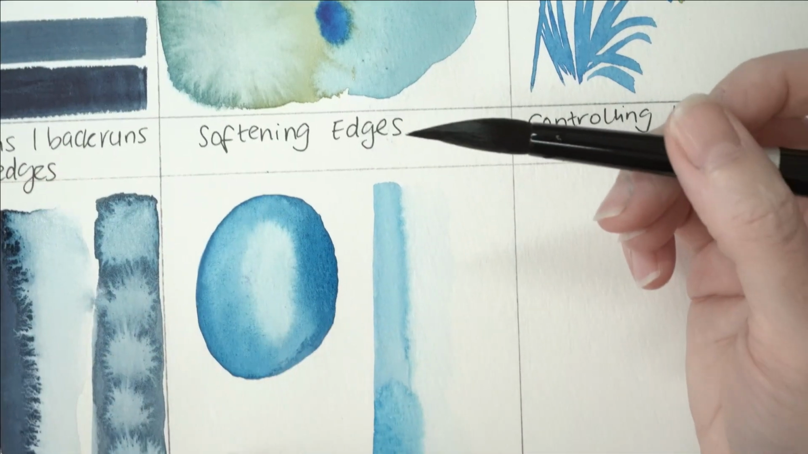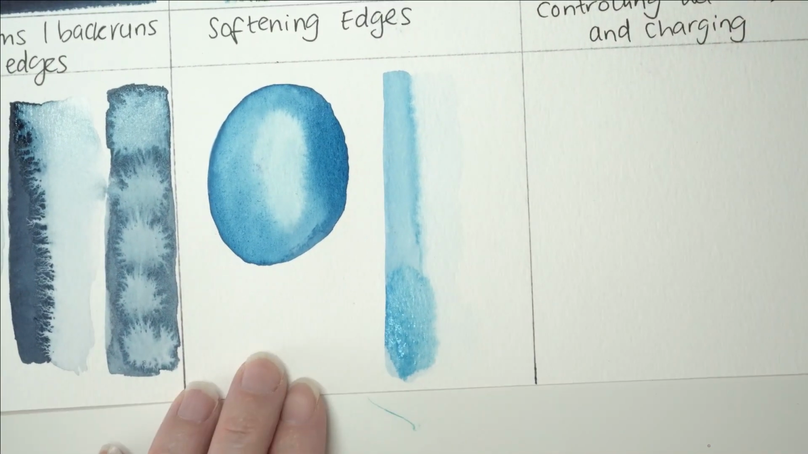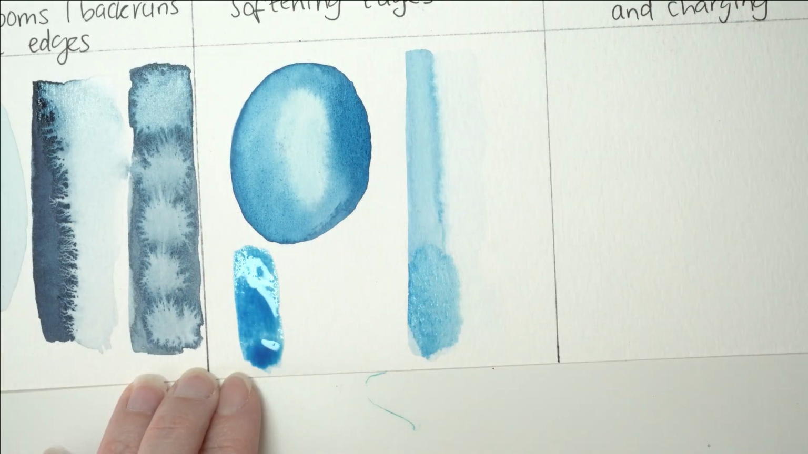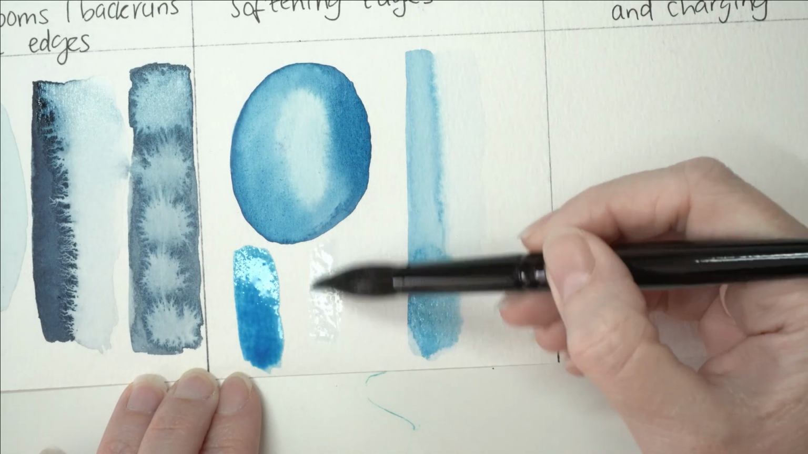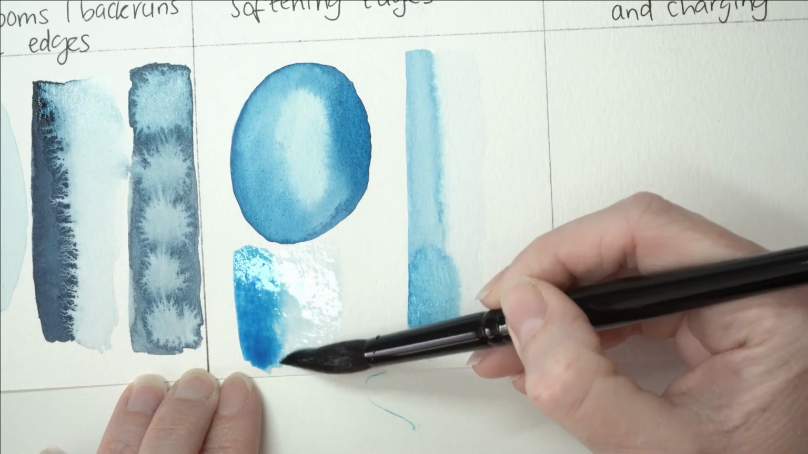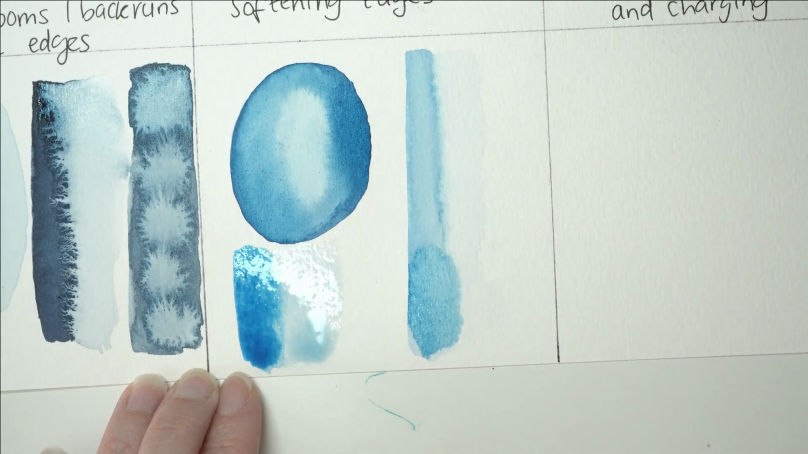It all depends on how much water you've got in your brush to how far that paint is going to spread as well. If I add some paint here to show you, and I'm going to add quite a lot of water to my brush, so I'm going to add lots of water. And I'm going to touch the edge of that. That's going to start spreading quite far because there's lots of water.